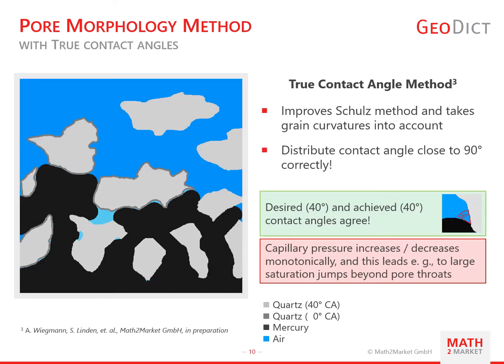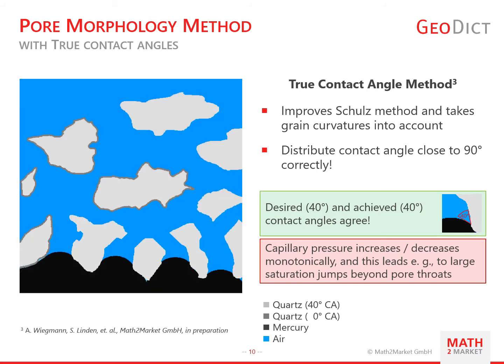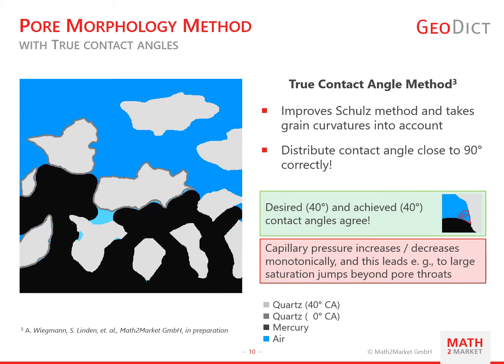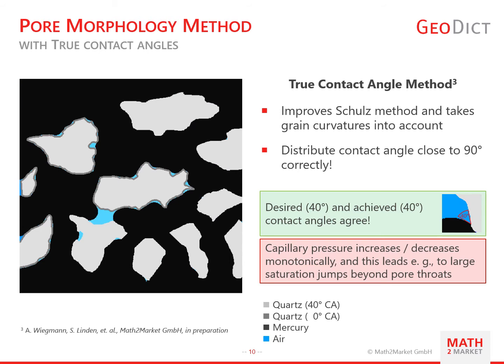This is why we introduce what we call the true contact angle method, which now takes into account the grain curvature. As a result, contact angles agree, and this allows consideration of contact angles close to 90 degree, which is quite unfavorable for numerical methods. But still, as you see in this animation, the monotonic pressure increase in the pore morphology method results in large saturation jumps when the small pore throats are passed.